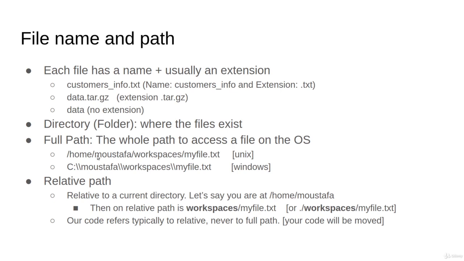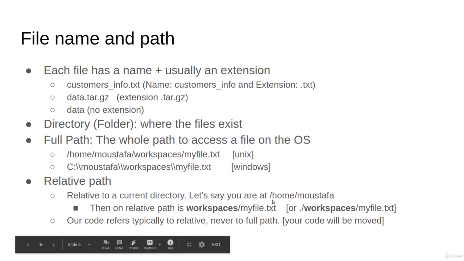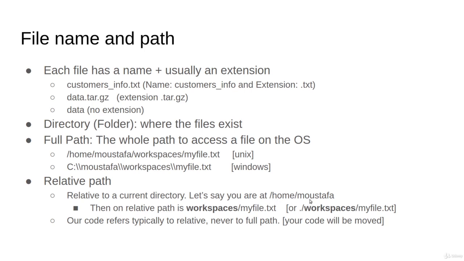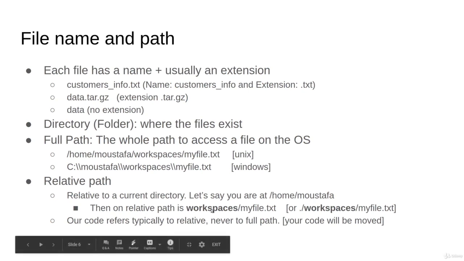And there is also what we call a relative path. A relative path is something relative to the current location. Let's say, for example, we are in the directory /home/Mustafa. Then if we wrote something like workspace/myfile.txt, this is a relative path. It isn't starting from the root. It is starting from where we are, the Mustafa directory.